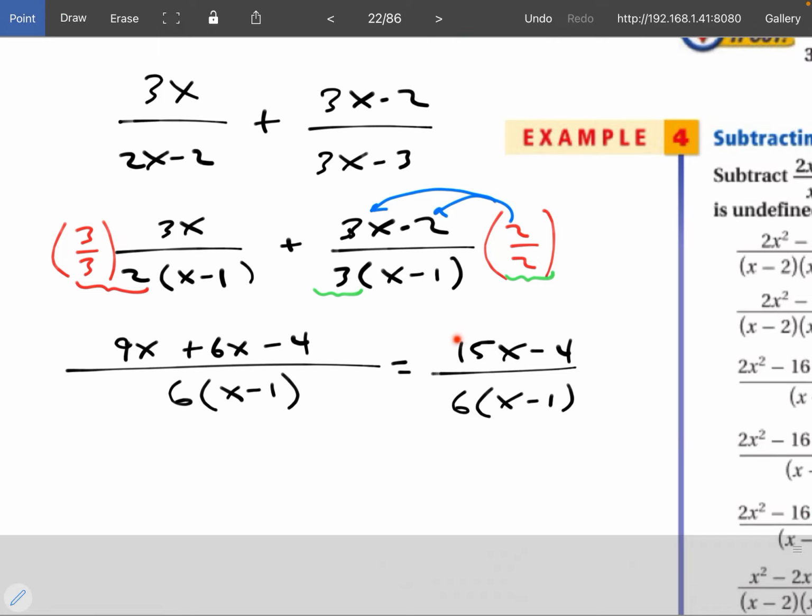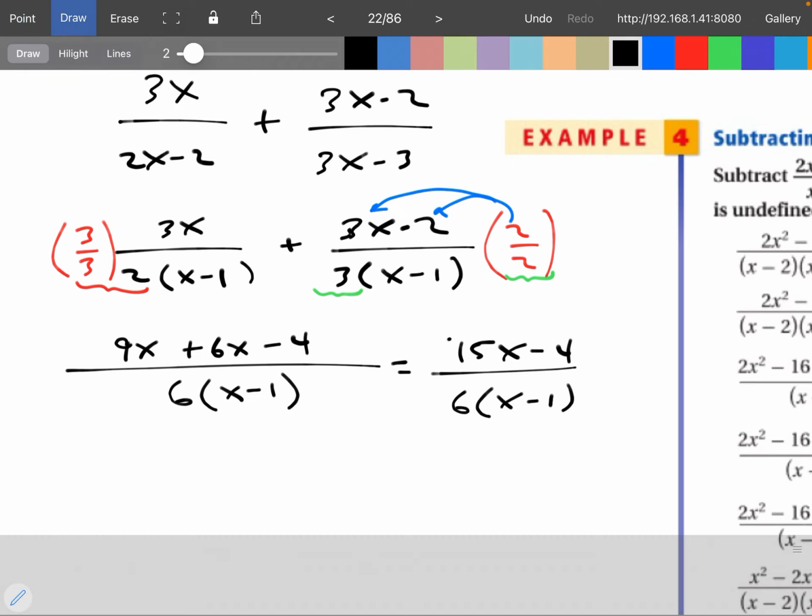Now, you're supposed to look at that numerator real quick and say, wait a minute, can I factor that at all? There is no greatest common factor greater than 1 for 15 and 4, right? So that is our answer. So I'm just going to circle that, and we're going to call that one good.